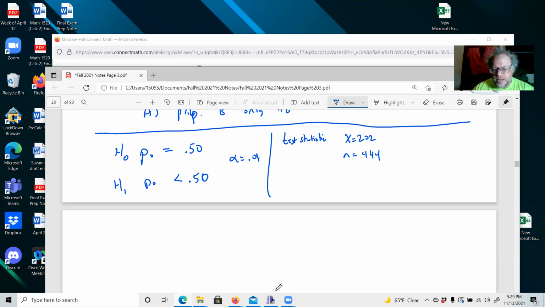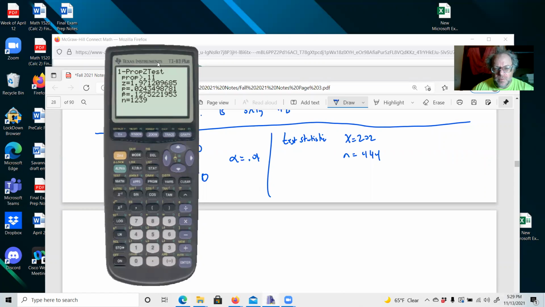We're just going to type that in. Stat, test, 1 proportion Z test. There is no 1 proportion T test, so you have to remember the proportions are all Z tests. This is 0.5. Our X is 202. Our N, how many people in total? 444. In this case, we want the left side because we want less than half. And then calculate.